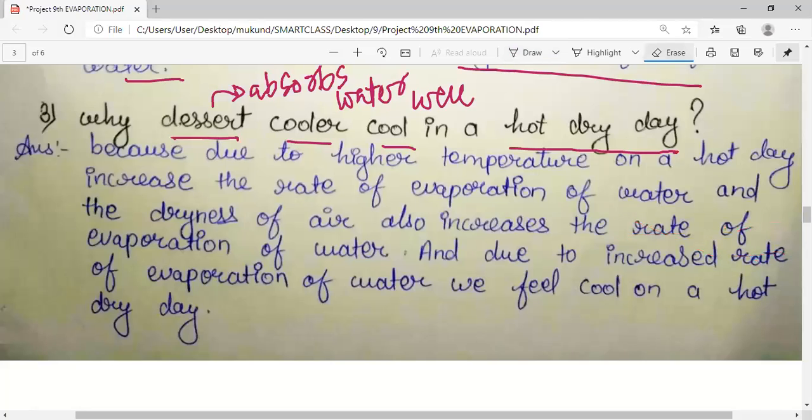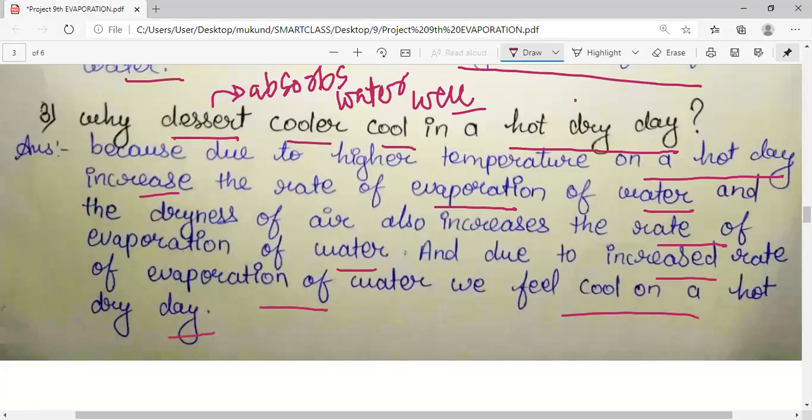When this desert cooler absorbs the water well, my dear students, what happens? Let us see. Due to the higher temperature on a hot day, the rate of evaporation of water increases, and the dryness of air also increases the rate of evaporation of water. And due to the increased rate of evaporation of water, we feel cool on a hot dry day.